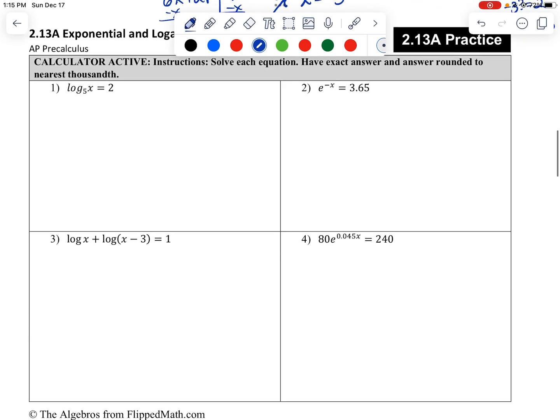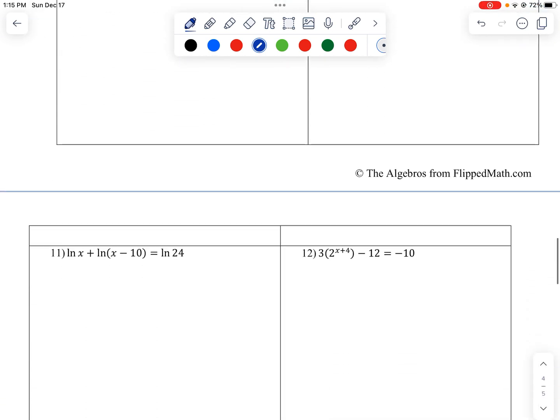All right, so then you are going to be solving some of these next ones on the next page.